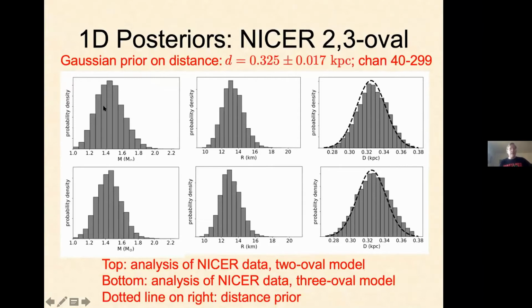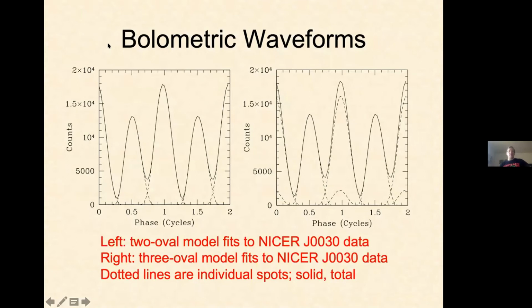But the main takeaway here is that we do in fact have consistency again between the 2 oval and the 3 oval model. And the 3 oval, as I said, is formally preferred by a small amount. Here we have bolometric waveforms. This is just based on our best fit, and this is what we have only with the spots. We're not including any background here. Left 2 oval, right 3 oval, again, very consistent with each other. Here the individual dashed lines are the contributions from each of the 2 or each of the 3 ovals that we have. So again, this is very consistent between the 2.